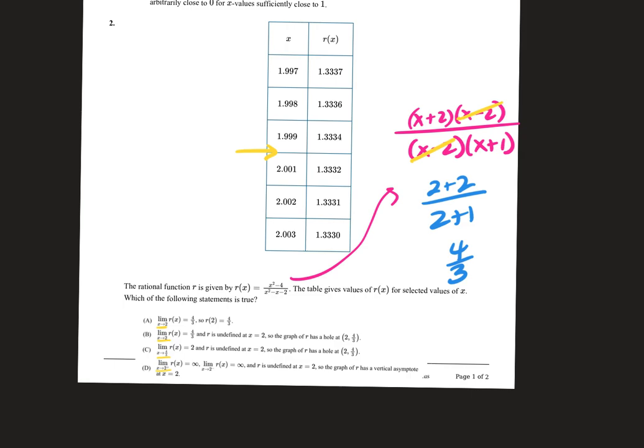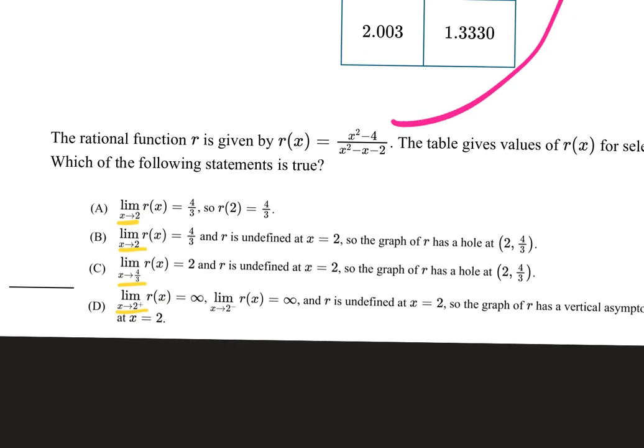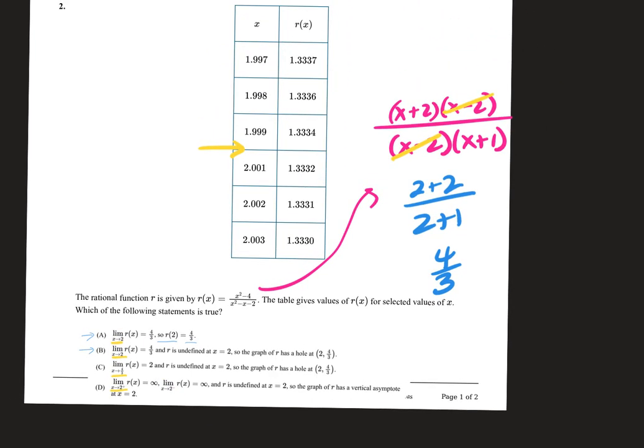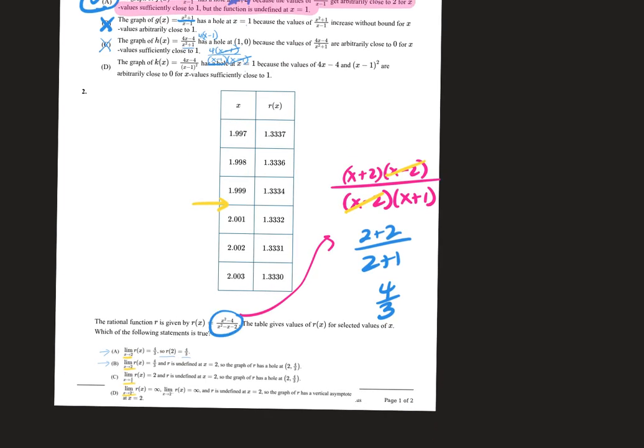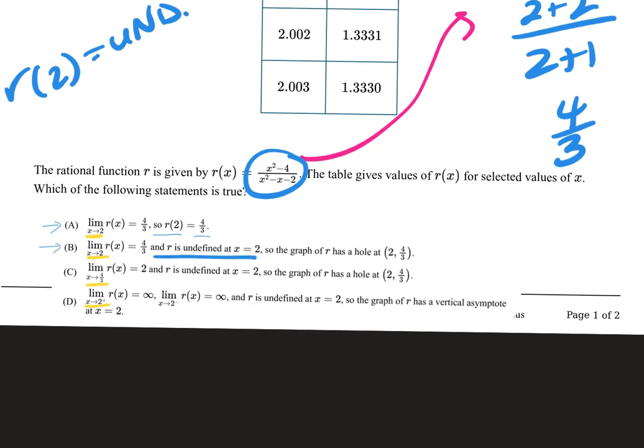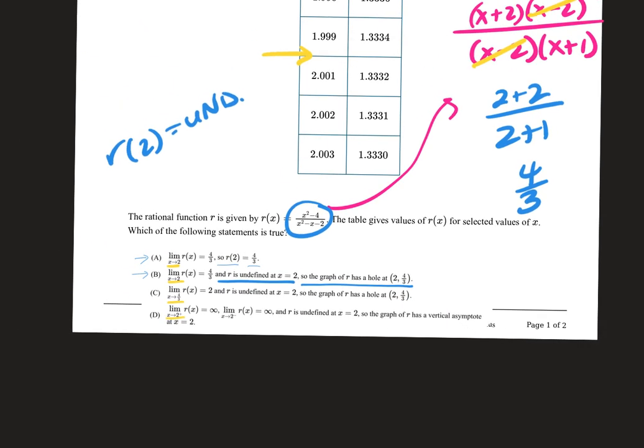But here's where it gets tricky. If you look at these answer choices, both A and B say the limit as it approaches 2 is 4/3. And that part's correct. But the second part says r of 2 equals 4/3. Well, r of 2 would be undefined. If I took 2 and plugged it into my original equation, r of 2 is actually undefined. So I can't say it equals 4/3. But B does say it's undefined at x equals 2, so the graph has a hole at 2 and 4/3. On my physical graph, there would be an actual hole at that point, which means it's not defined there. And that's why B is the better choice.